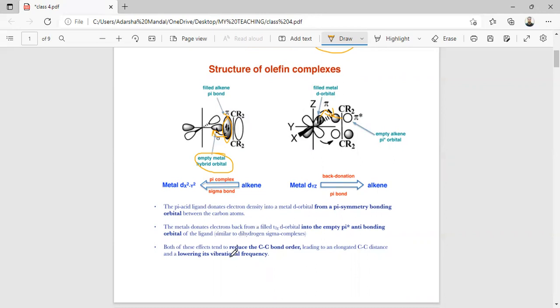Both of these effects tend to reduce the CC bond order, leading to an elongated CC distance and lowering its vibrational frequency. That means when the pi electron density is donated to the metal center, it lowers the CC bond order. The more electron density donated to the metal center, the more the CC bond order will decrease.